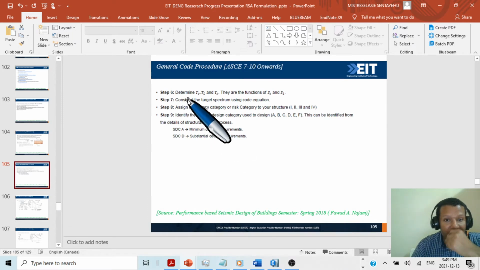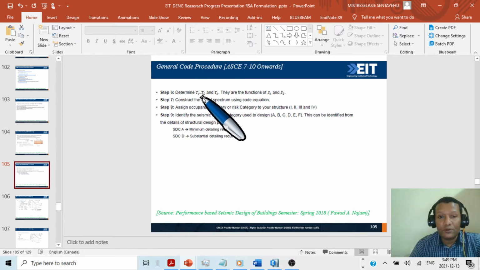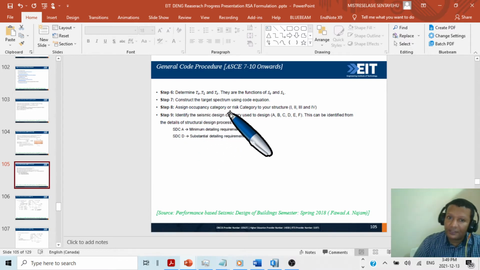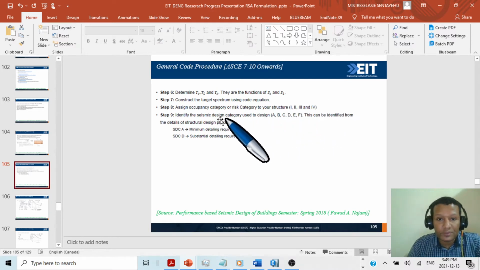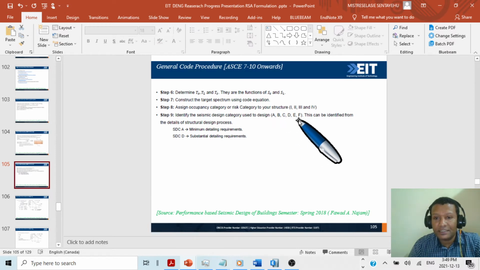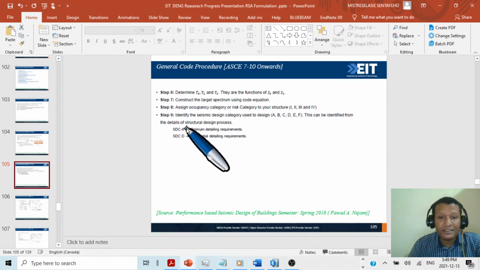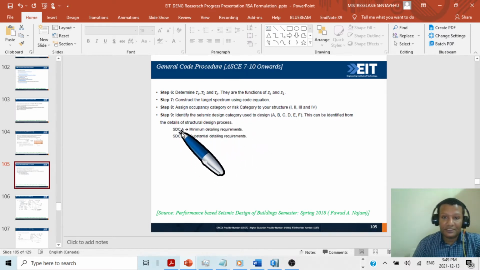Now the 6th step, determine T0, TL and TS. They are a function of SS and S1. Then construct the target spectrum using the code equation. Once we get these points, we can directly use them. Assign occupancy category or risk category. This is also from the code. Identify the seismic design category used to design: A, B, C, D, E, F. This can be identified from the structural design process details. So SDC, seismic design category A, seismic design category D.